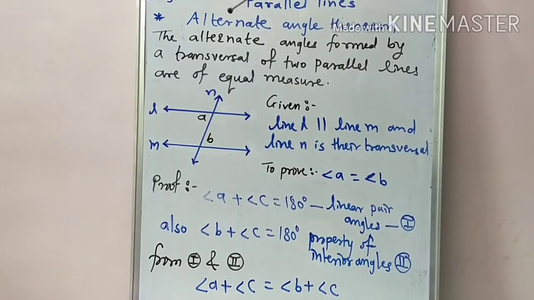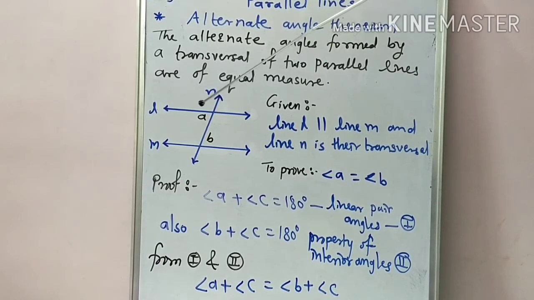Similarly, we have the alternate angle theorem. The statement is: the alternate angles formed by a transversal of two parallel lines are of equal measures. It means if there are two parallel lines and a transversal, then a pair of alternate angles is also congruent. We have four pairs of alternate angles, two are alternate interior angles and two are alternate exterior angles. And as we prove it for one pair, it is true for the remaining pairs also.